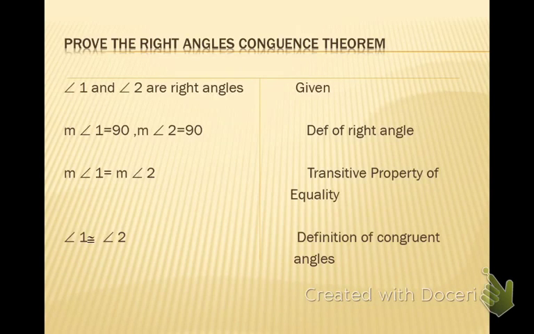And then the last part is just a formality. Going from the measure of angle 1 equals the measure of angle 2 to just angle 1 congruent to angle 2. That's the definition of congruent angles, or definition of congruency. If their measures are equal, then we know the angles are congruent. So you just say definition of congruency. All right, any questions? Okay.